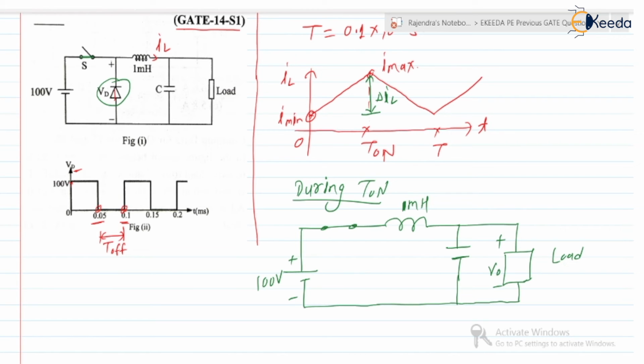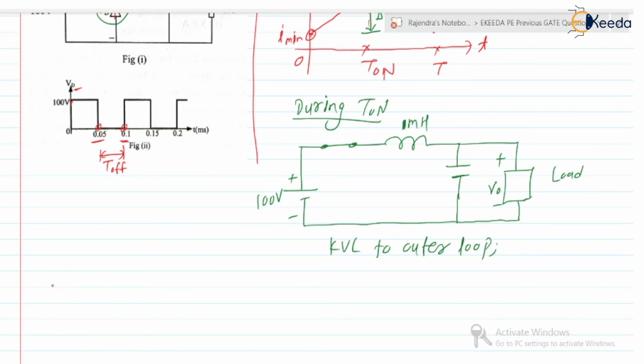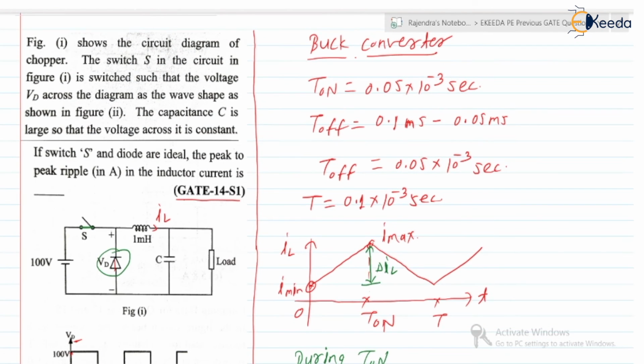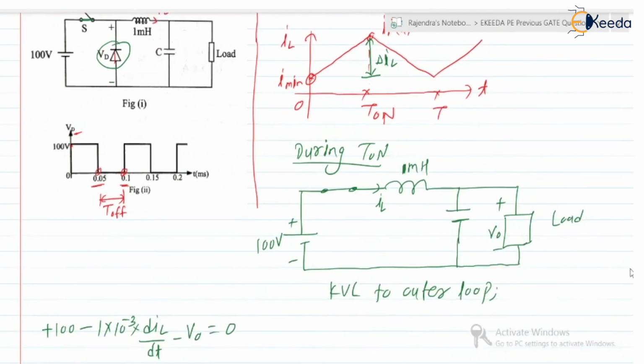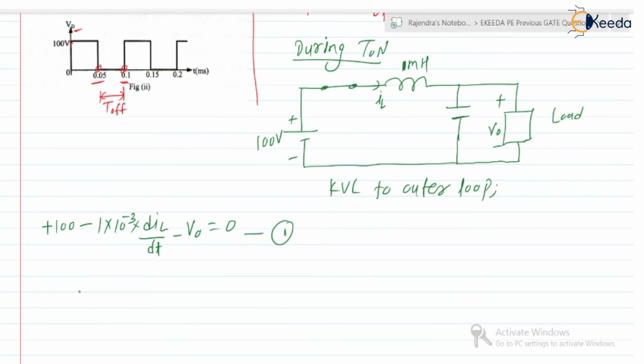Now if you check this circuit and apply KVL to the outer loop, it is plus 100 minus 1 into 10 to the power minus 3 into dIL by dt, where this current is IL, minus V0 is equal to 0. Consider this as equation 1. So what is V0? It is a buck converter, and in the case of a buck converter, V0 is equal to D into Vs. So let us first find V0.